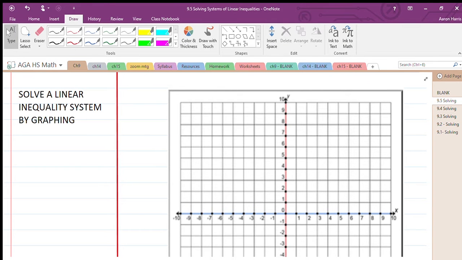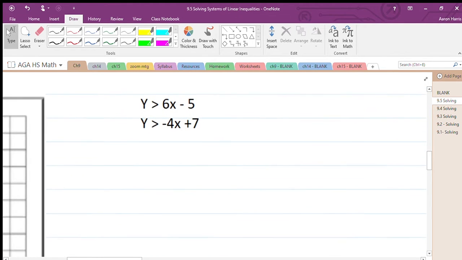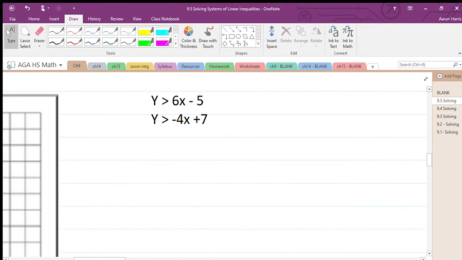Solve a linear inequality system by what? Graphing. So anytime you see these, for the most part, you're going to see us graph, okay? So now, here's our inequalities. Y is greater than 6x minus 5. Y is greater than negative 4x plus 7. So a couple things we can tell right now. What kind of lines are we going to have? That's right. It's going to be dashed. Okay. This one's also going to be what? Dashed. Does that make sense?